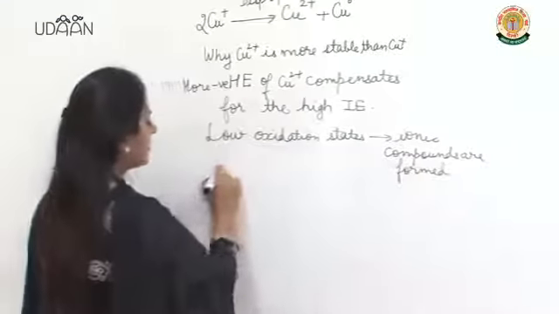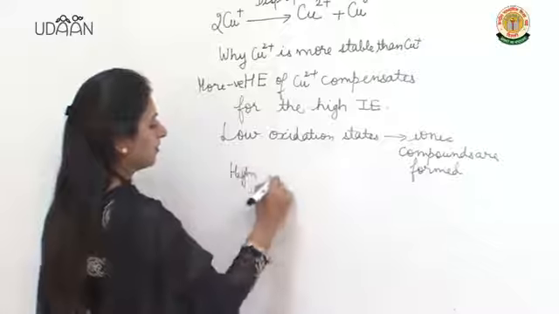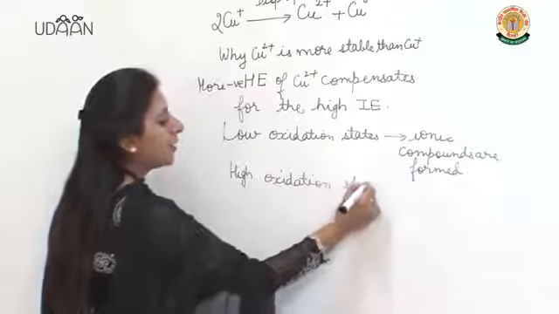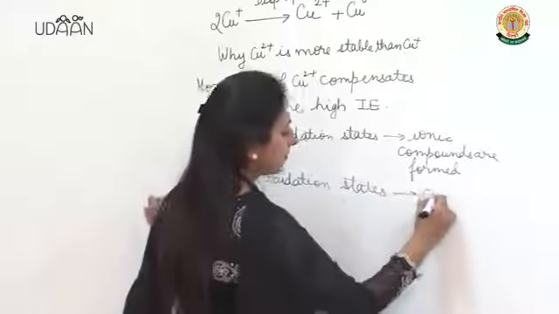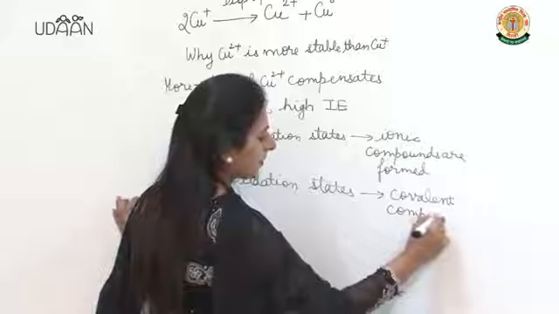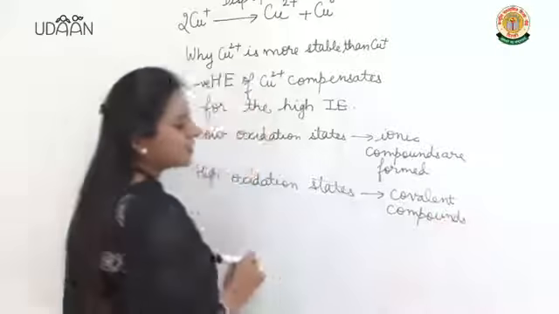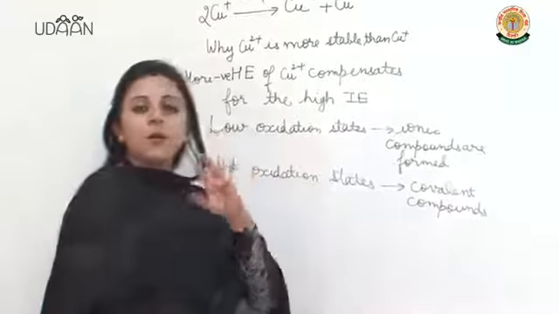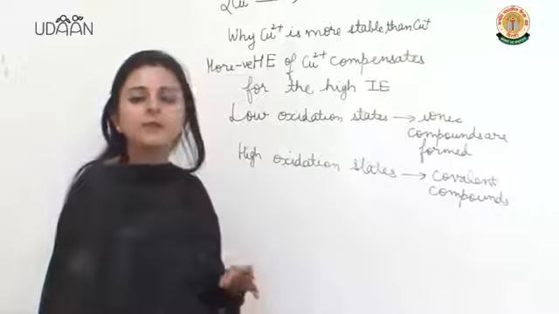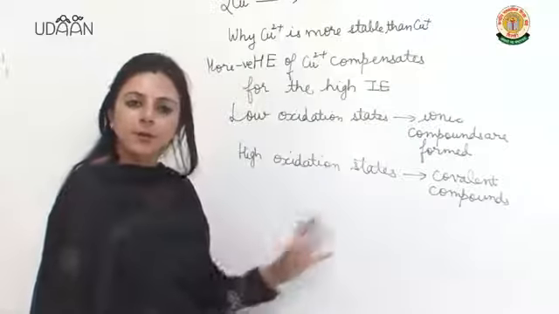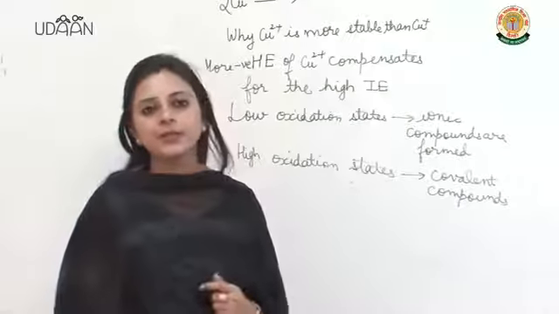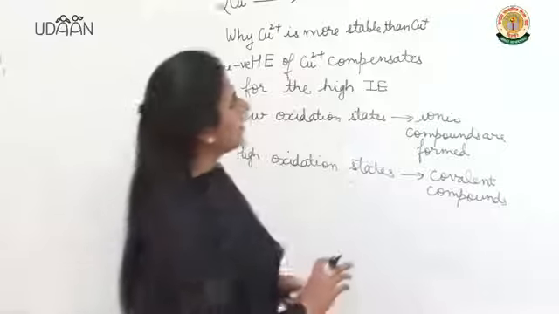Whereas in high oxidation states, covalent compounds are formed. Now what is the reason for the question that the oxides of transition elements in low oxidation states are basic, but in high oxidation states they are acidic? Now what is the reason?